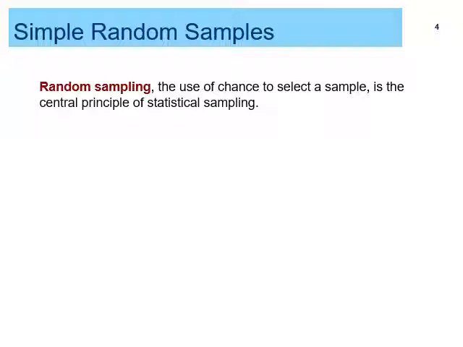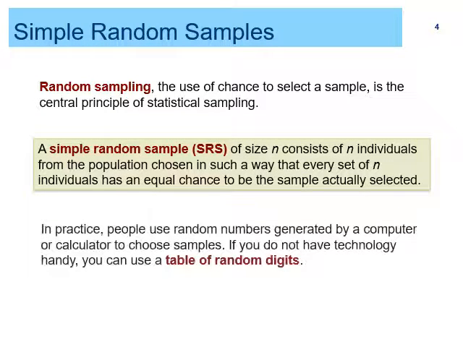Now the simple random sample. Random sampling, the use of chance to select a sample, is the central principle of statistical sampling. A simple random sample of size n consists of n individuals from the population chosen in such a way that every set of n individuals has an equal chance to be the sample actually selected. In practice, people use random number generators on a computer or calculator to choose samples. If you do not have technology handy, you can use a table of random digits.